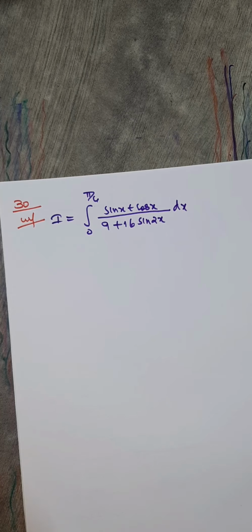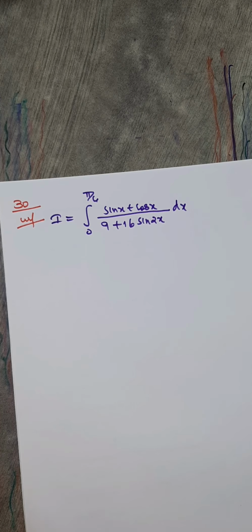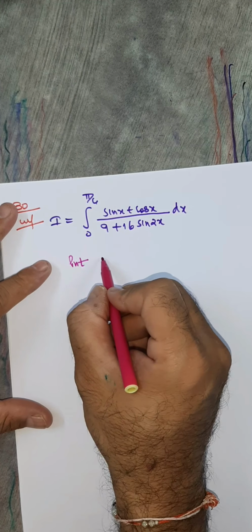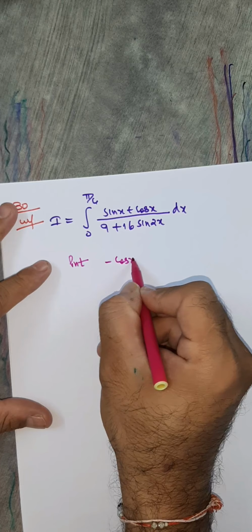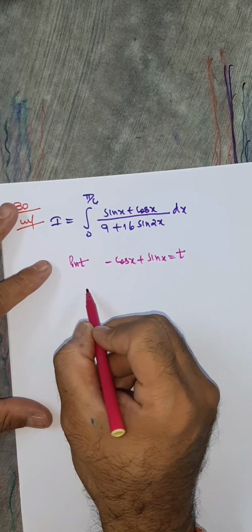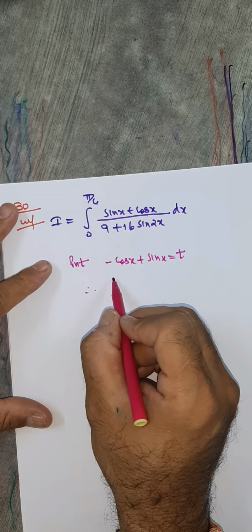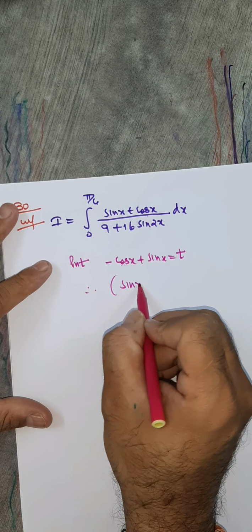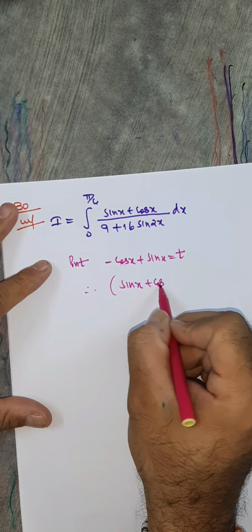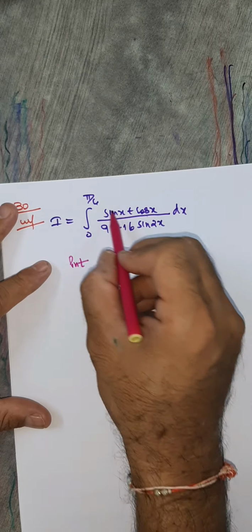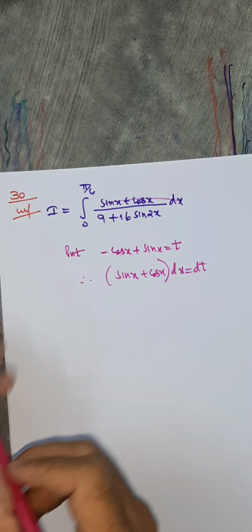What will be my substitution here? The integral of the numerator expression equals t. What's the integral of sine? Minus cos. What's the integral of cos? Sine. Equals t. Differentiate this. The derivative of cos, you know, is minus sine. So this becomes plus sine. This is cos x into dx equals dt. So this much becomes dt.